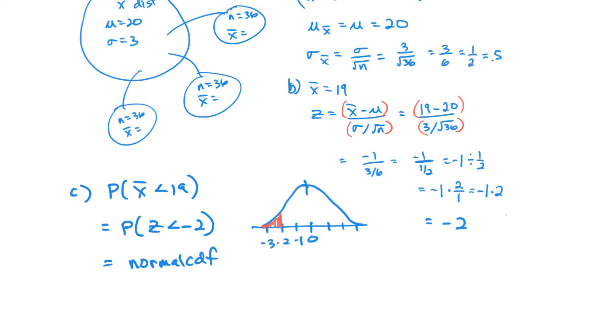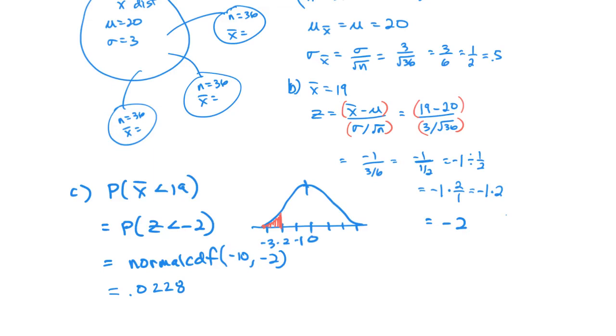In normal CDF, we always start with lower bound, comma, upper bound. The lower bound here is going to be negative infinity, or as far as our calculator is concerned, negative 10. And the upper bound would be negative 2. It's always the number on the left and then the number on the right on the number line. Lower bound, upper bound. And if we do this, we're going to get about 0.0228. Pretty small.